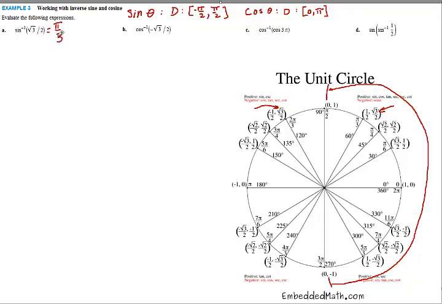I will play the same game again for this b. Do it in a different color. Negative square root of 3 over 2. Now cosine are the x values. So I go to the x values, and that would be this guy here, or this guy here. Cosine is valid in between 0 and pi. That's where I restricted the domain. So the answer for this guy, pi over 6.